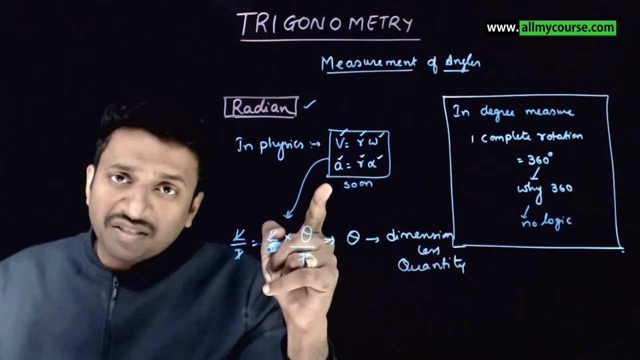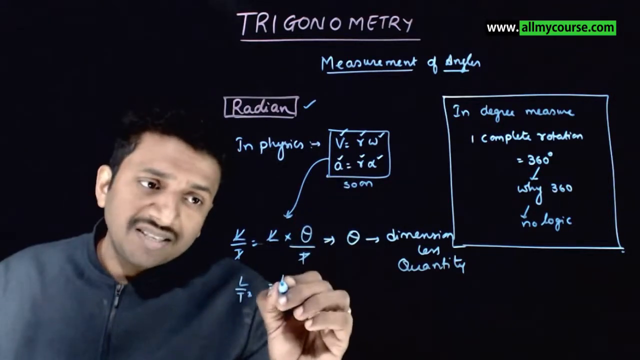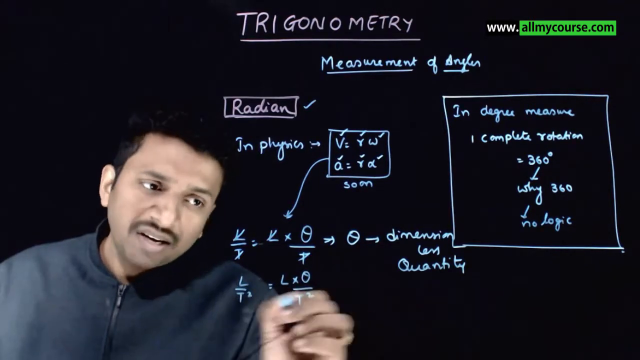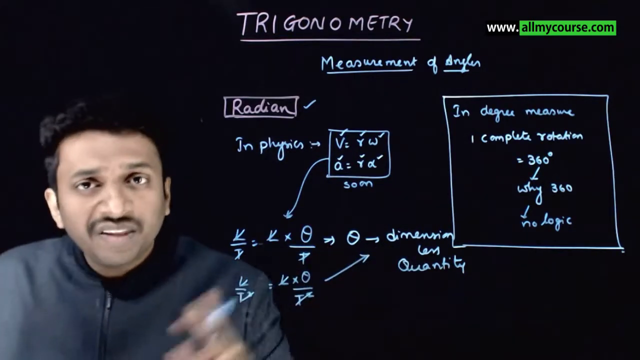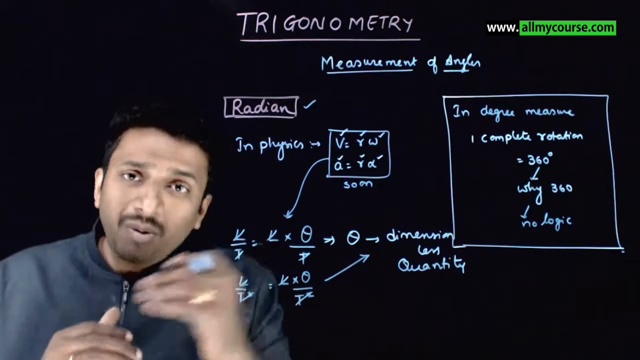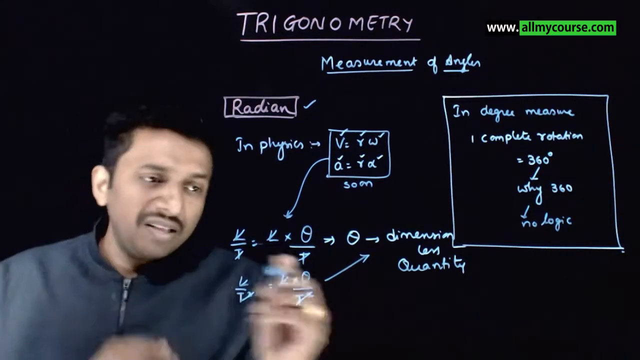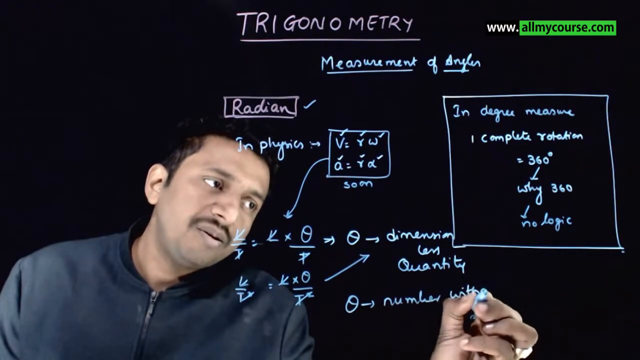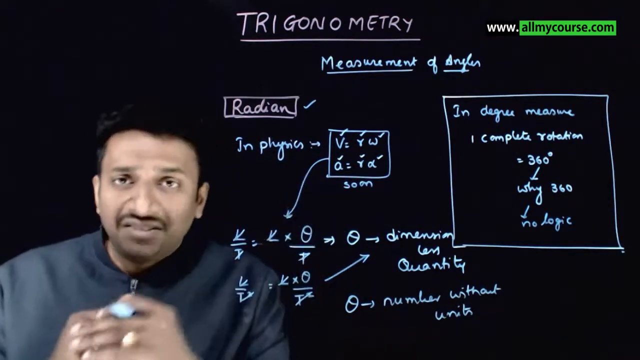Similarly, for acceleration, which is length upon time square, radius is length and angular acceleration is theta by time square. The t square and t square get cancelled, L and L get cancelled. Again, theta is turning out to be a dimensionless quantity. That means whenever you need to substitute theta in problems, you should be able to use a number without units. So theta has to be a number without units. That's the conclusion from this analysis.